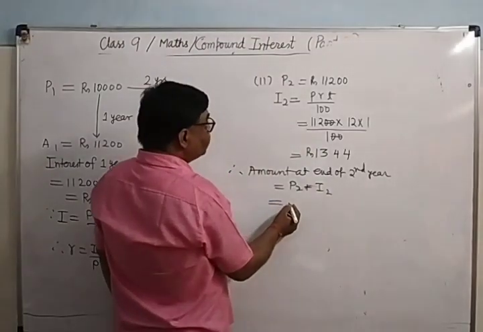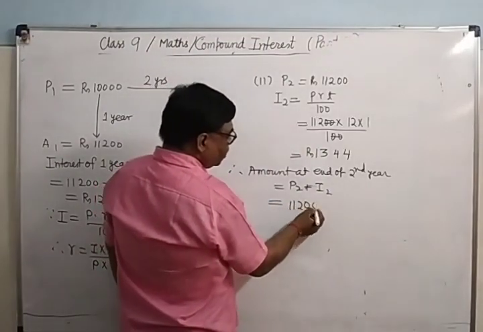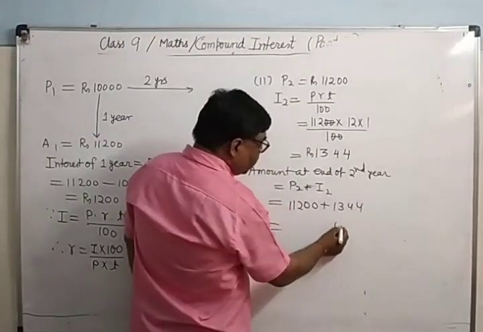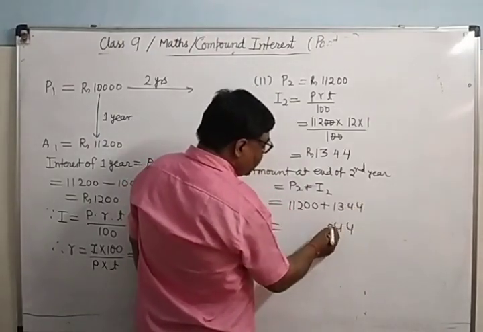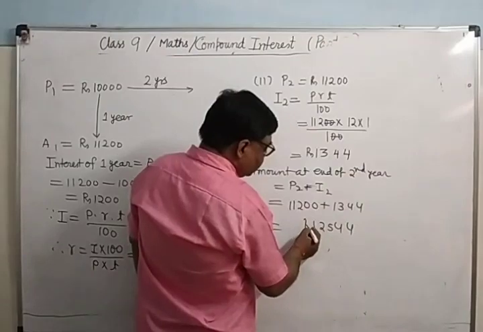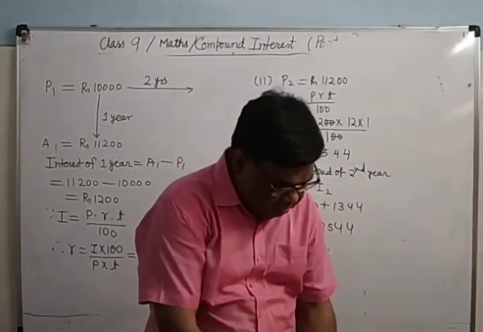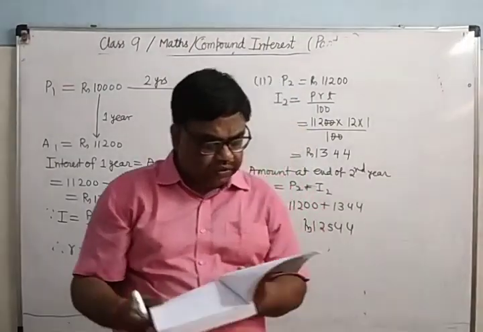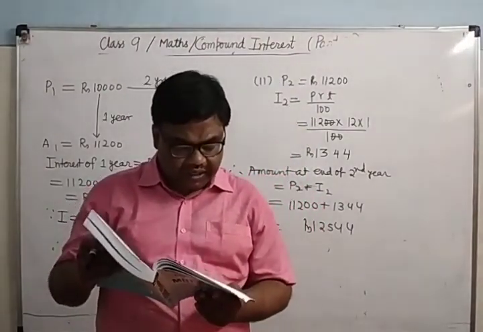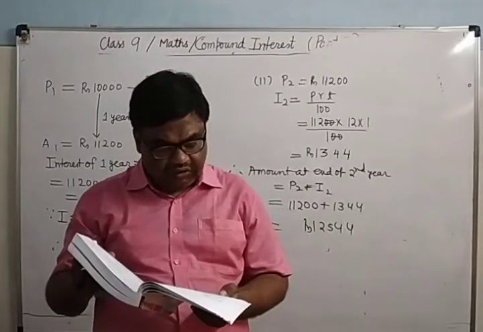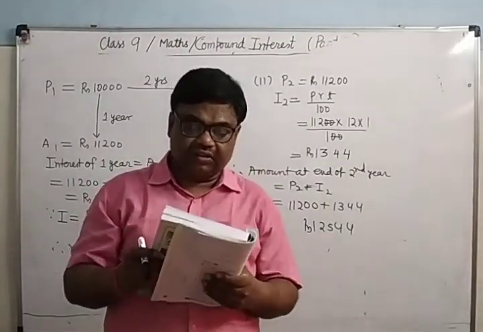P2 is 11200 plus I2 1344. So it will be equal to 44521. This is the amount. It's clear. Question number 7 is same as this. Then question number 8 also is same as this.